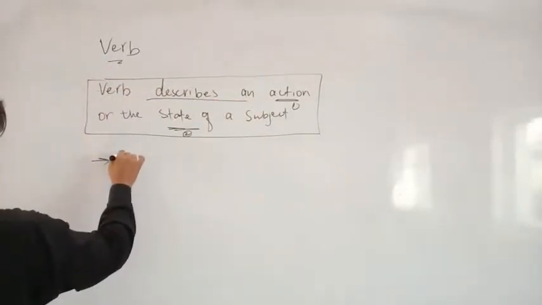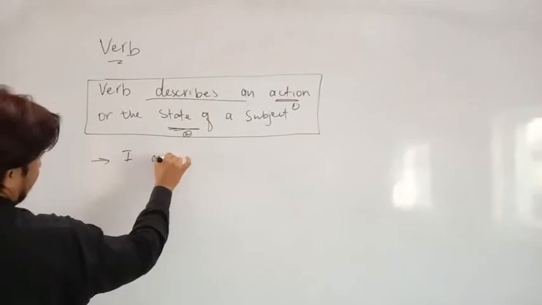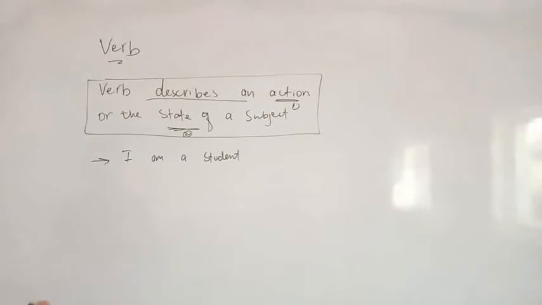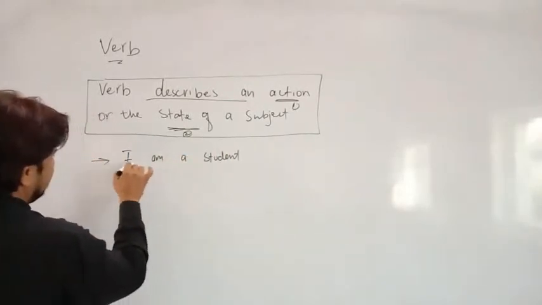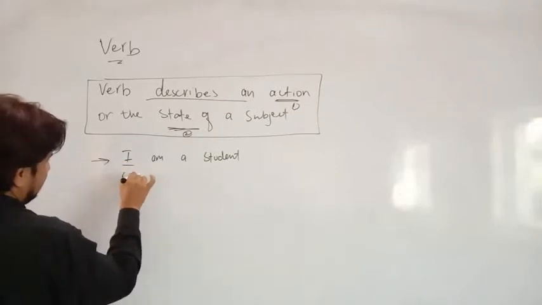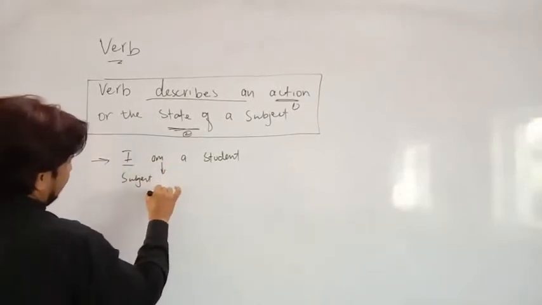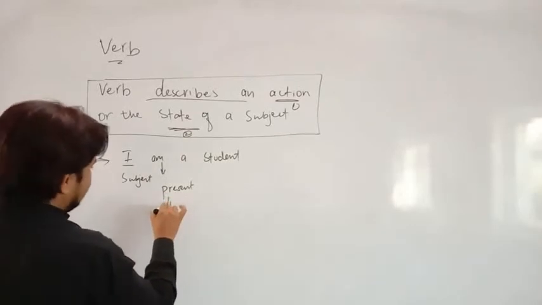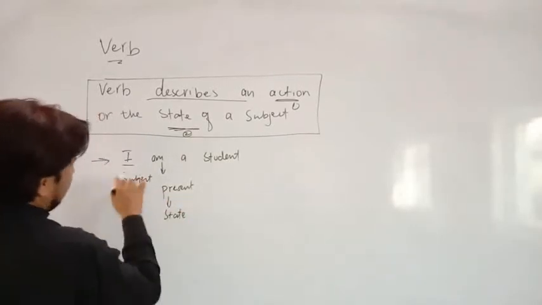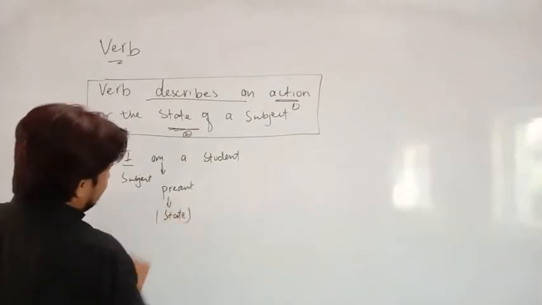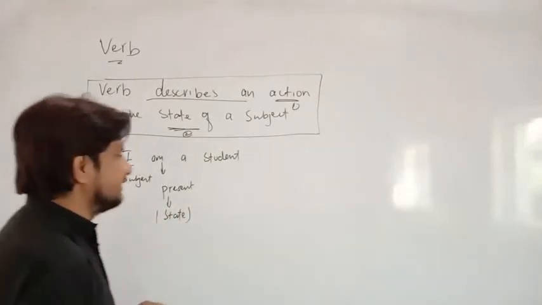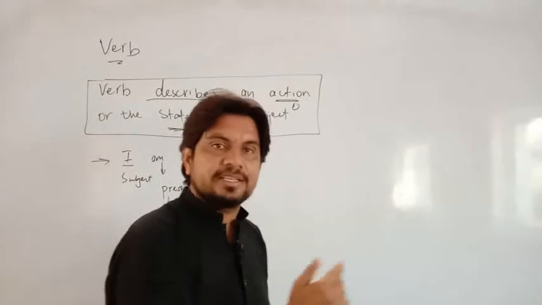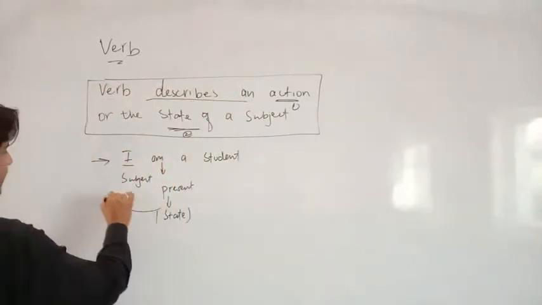So right now I am going to take an example. I am a student. So here you can see, I am a student. I is the subject. So am is explaining that it is about present. So it is state. Here the verb is describing the state of a subject. So in this sentence, am is taken as verb because it is describing the state of the subject I.